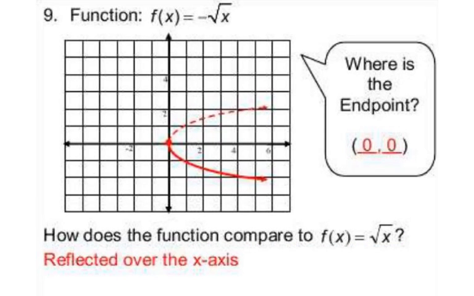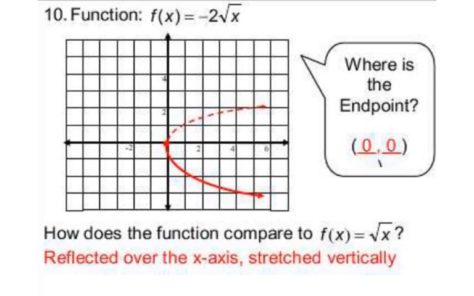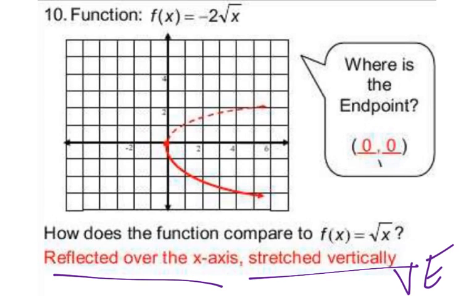If we have negative square root of x, endpoint stays at the origin, 0, 0, but we had a flip, or you would say it reflected over the x-axis. If we have negative 2 times the square root of x, origin is still the endpoint, 0, 0. But we had 2 changes. We did a flip, or reflect over the x-axis, and we stretched vertically, otherwise known as vertical expansion.